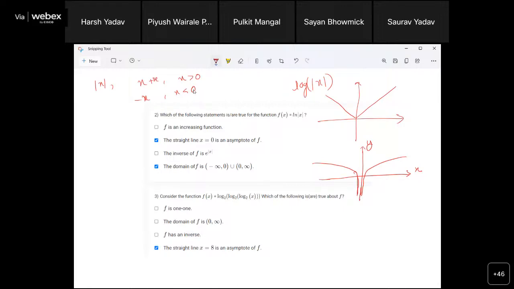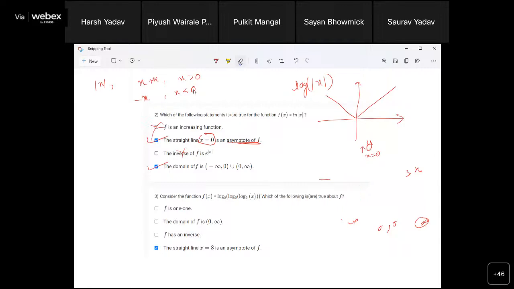So you can say the straight line x equals 0 is an asymptote for f of x. The graph will look like this. It will be just closer but will not touch. It is not an increasing function, so that option is not correct. The graph has the asymptote x equals 0. Inverse is not possible. The domain is minus infinity to 0 and 0 to infinity, so that is also true. So option B and C is the correct one. Sorry, B and D.